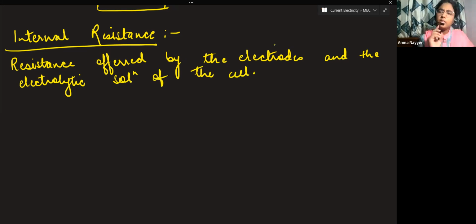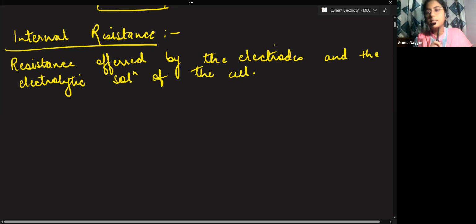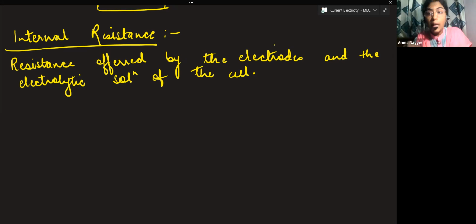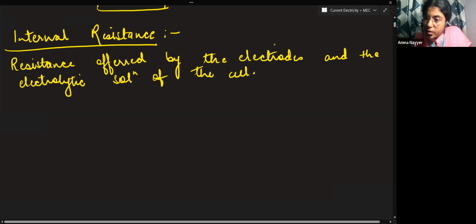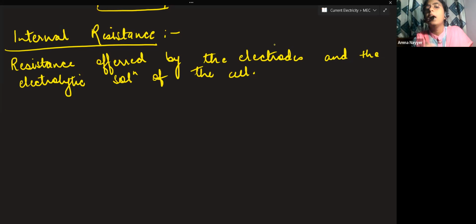Now, there are various factors on which this internal resistance depends. It depends on the type of electrodes used. It depends on the kind of electrolytic solution you are using. It depends on the separation between the electrodes. And these factors are given in your NCERT. So it's better to know what factors can affect the internal resistance. Mainly these are the three factors. Try to find it on your own also.